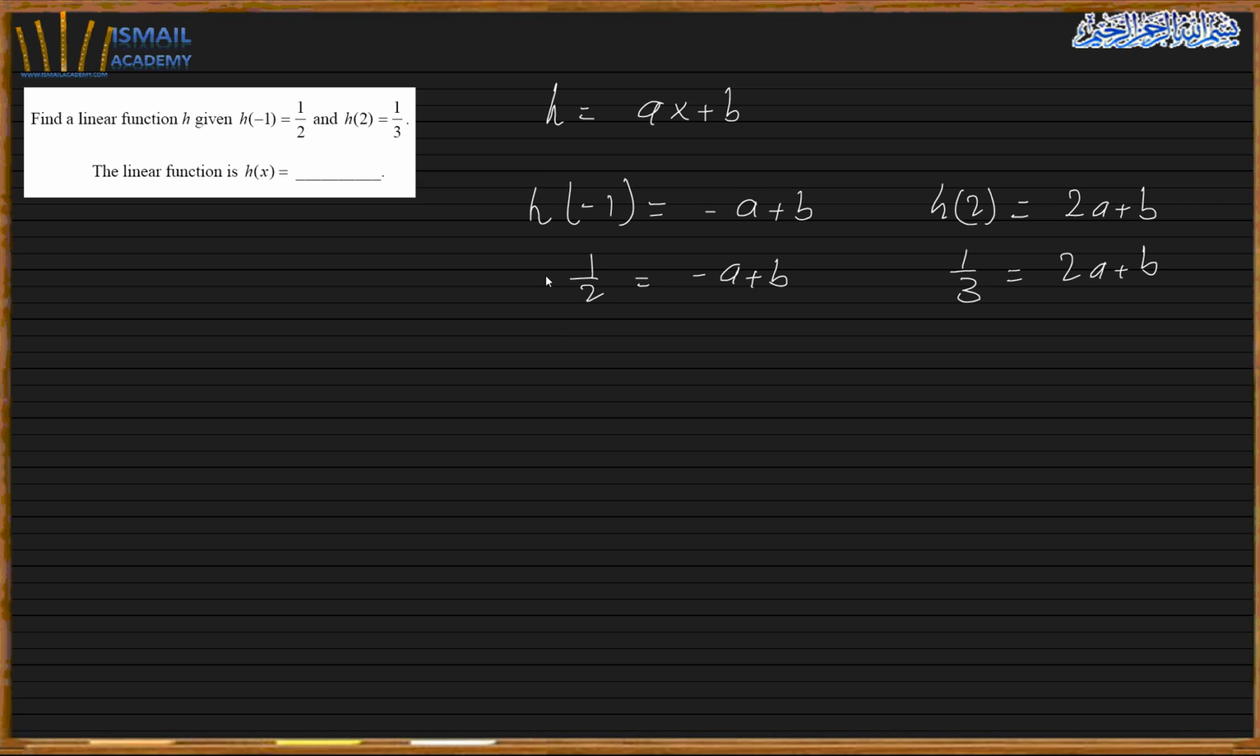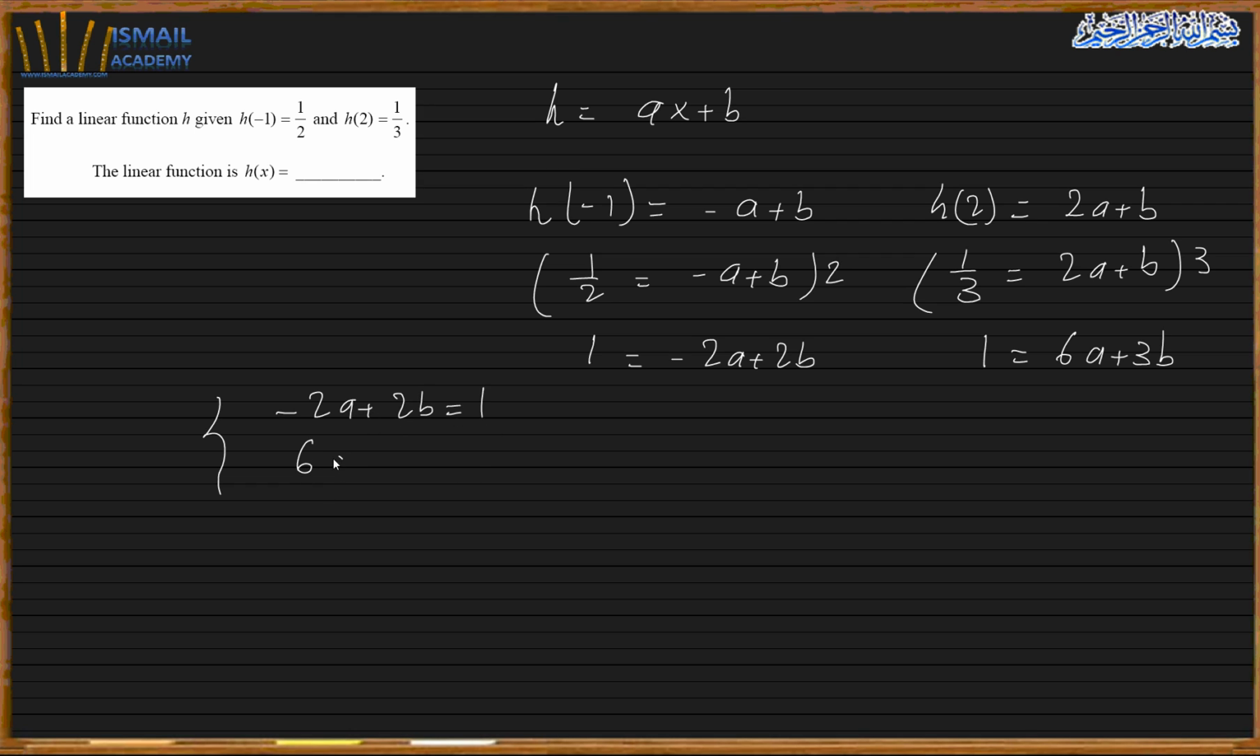So what we do here, in order for me not to deal with the fraction, I multiply by the denominator. So here I multiply by 2, here I multiply by 3. What happened here, it's cancelled, so it's going to be 1 equals minus 2a plus 2b, and here is going to be 1 equals 6a plus 3b. Now I don't have any fraction in this expression, so I set up my system of equations. I got minus 2a plus 2b equals 1, and 6a plus 3b equals 1.